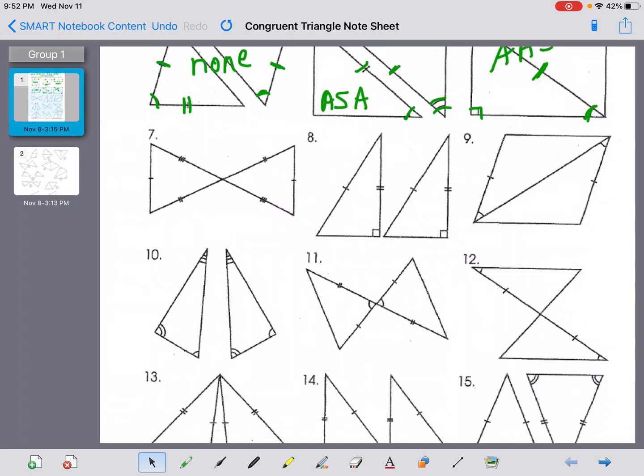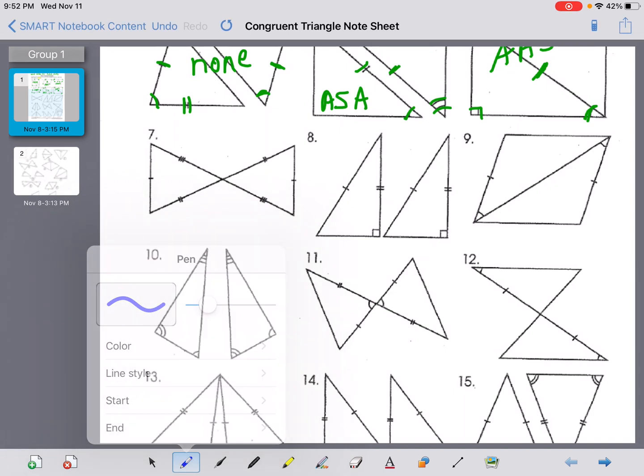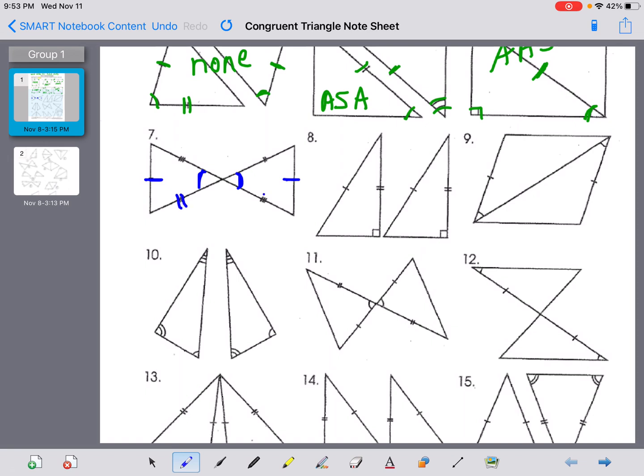All right, moving up here. On number 7, is there enough marked? Because there's something else I can mark. I can mark those vertical angles, but it looks like I have a side, I have another side, and I have another side. Because of that, we can do a side, side, side, or when I mark this angle right here, I could do side, angle, side, okay? So if you have something marked and it's legitimately marked and you can mark it, you could have more than one answer.